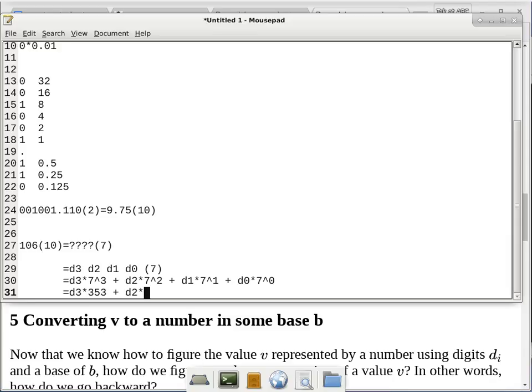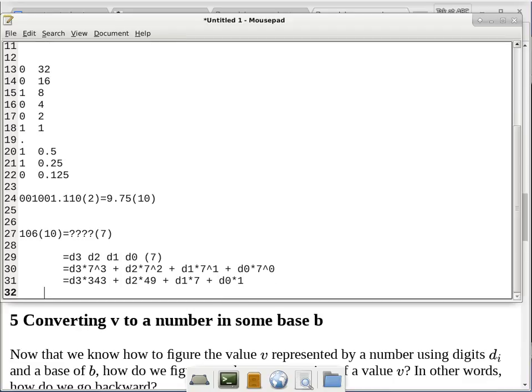This one is just 49. This one is just 7 by itself. And then the last one, I'm going to multiply by 1 even though it's trivial, because the 1 is actually significant, because 7 raised to the power of 0 is 1. Yes? It's 343, you're right. Okay, thank you. There we go. Okay, now it's better.